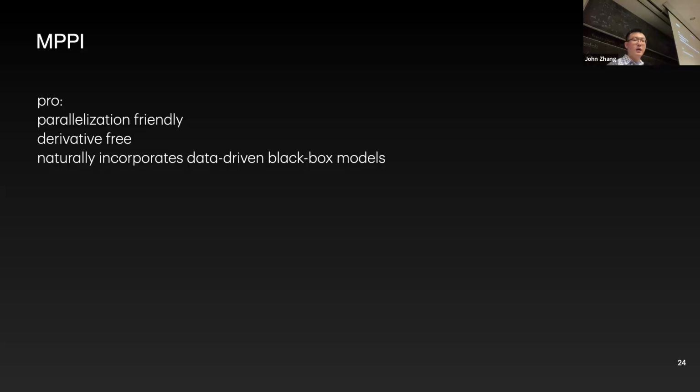All you're doing is solving the forward simulation. The con, and the reason people don't do this for high-dimensional systems, is essentially the curse of dimensionality. Because you're doing this random search in real time, it doesn't really scale with the number of control dimensions.